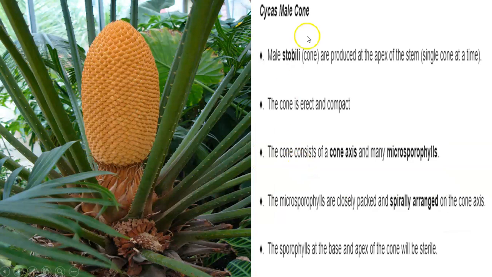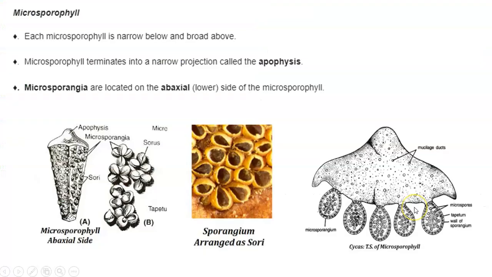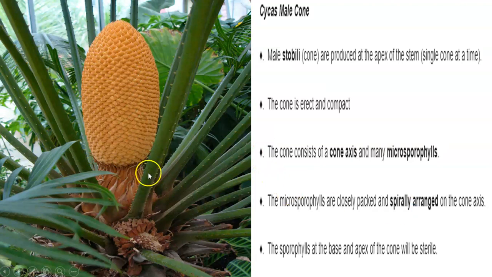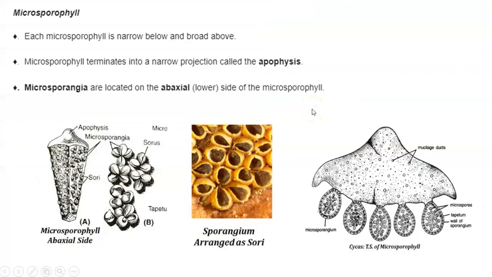Right. So male strobili or cones are produced at the apex of the stem. The cone is erect and compact. The cone consists of a cone axis, this is the cone axis, and many microsporophylls. Microsporophylls are closely packed and spirally arranged on the cone axis. One thing you may remember: at the base and at the apex the microsporophylls will be sterile. In between, they will be fertile, bearing microspores.